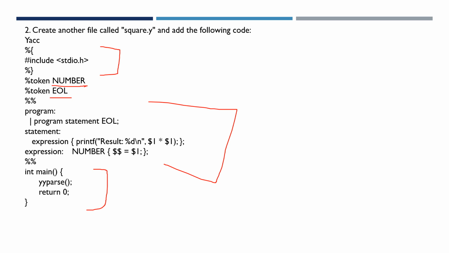And yyparse, this is the function which is the entry point for parsing in Yacc. And finally, we are going to return 0 if there is no error in our code.